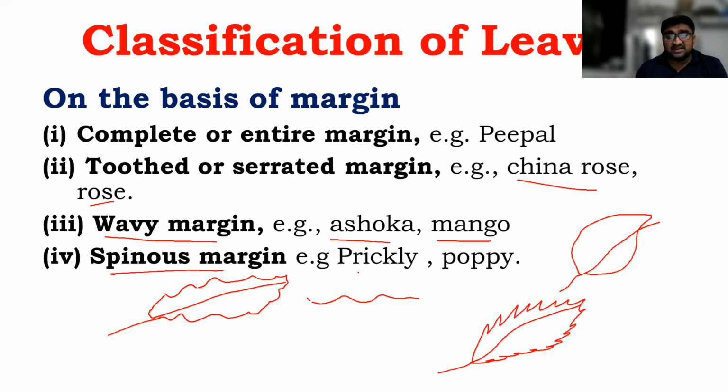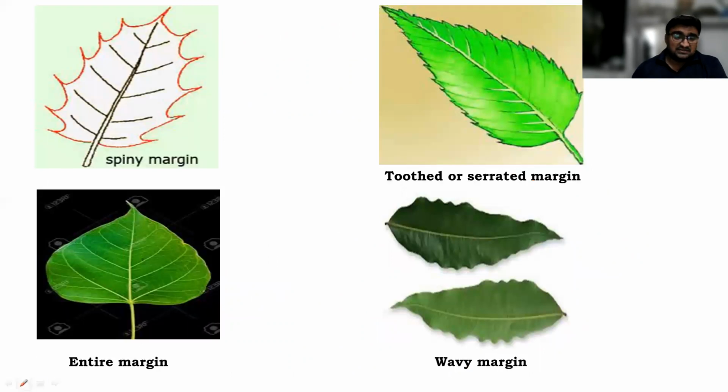Spinous margin. In the case of prickly poppy plant, the margins have spine-like structures. Again, we can draw the diagram for that. If such a spine-like structure is present, then such leaves are known as spine shape leaves or spine margin leaves. Now you can see the different diagrams for each type. That is the spinous margin. They have a spine-like margin. Such leaves are known as spinous margin.